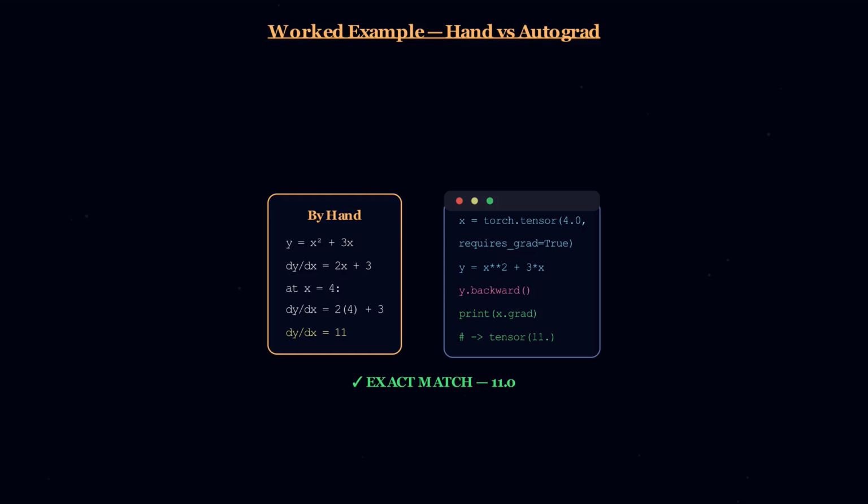Now in PyTorch, x equals torch.tensor(4.0), with requires_grad True. y equals x squared plus 3 times x. Call y.backward(). Print x.grad. The output is exactly 11.0, precisely matching the hand calculation, computed automatically, with zero manual differentiation. This is the proof that Autograd isn't approximating anything. It's computing exact symbolic derivatives, just executed numerically, for functions far too complex to differentiate by hand.